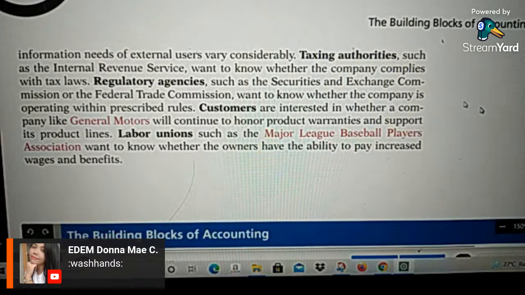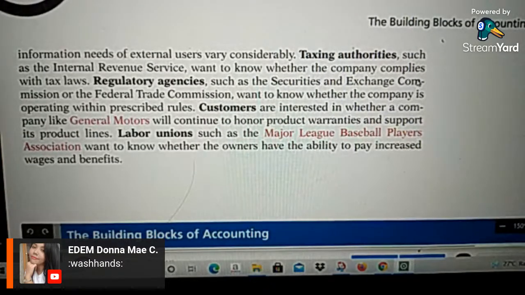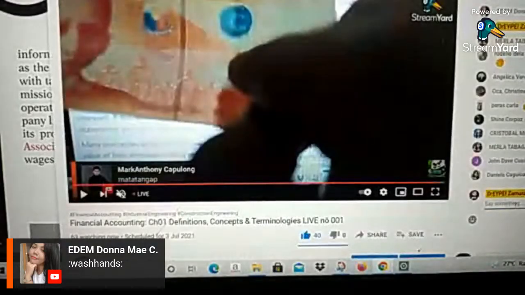Okay? Also, regulatory agencies like the Securities and Exchange Commission. So we also have the Securities and Exchange Commission in the Philippines. Okay, we also have that. So that is called SEC. Okay, Securities and Exchange Commission.